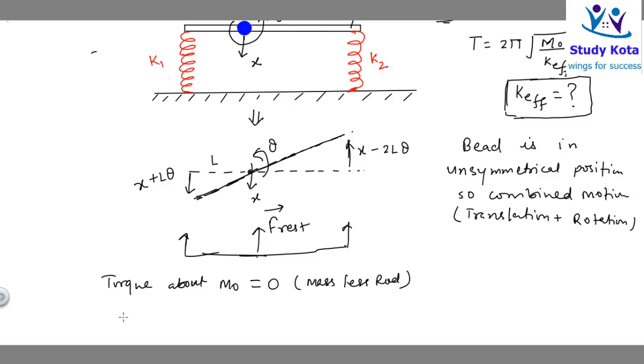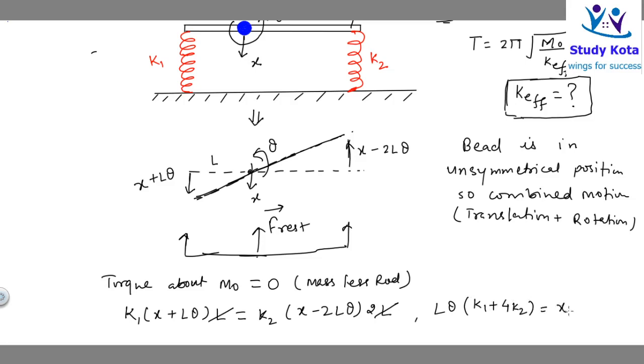What can you write? k1 into x plus L theta, into L, equal to k2 into x minus 2L theta, into twice of L. After cancelling, we get a relation in k1 and k2 like this: L theta into k1 plus 4k2 equals x into 2k2 minus k1. Let us call this equation number 1.